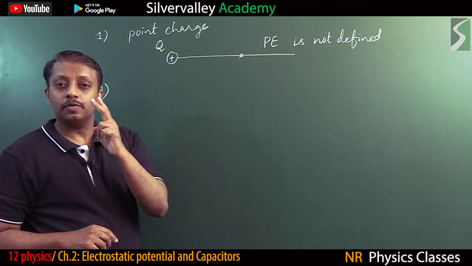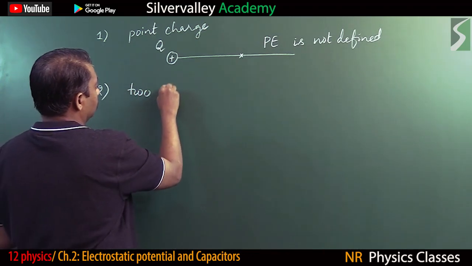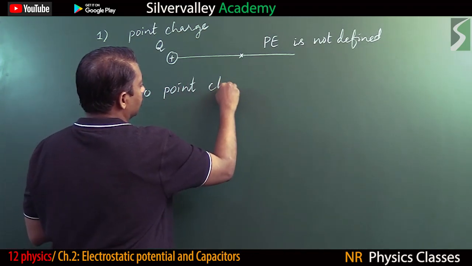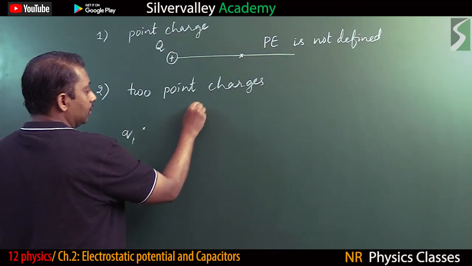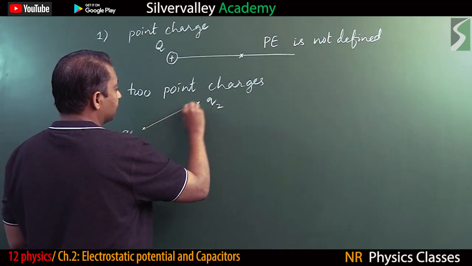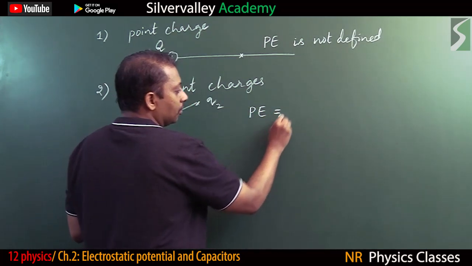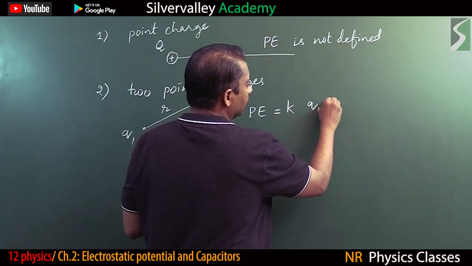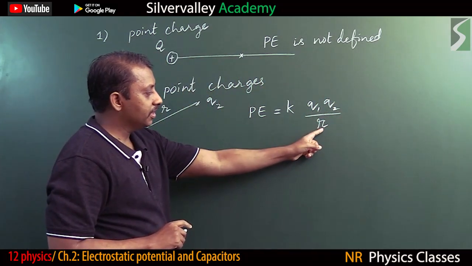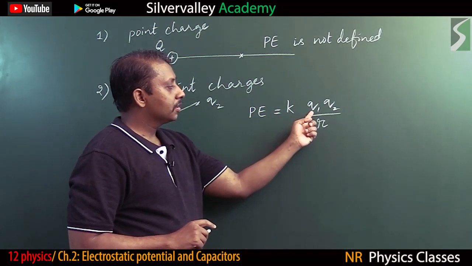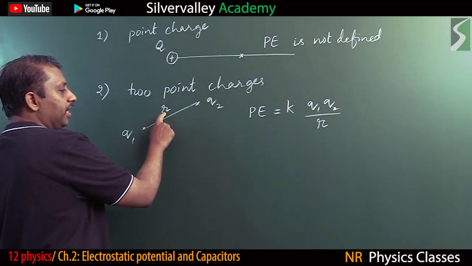Second, potential energy due to two point charges. This is Q1, this is Q2. The distance between these two is R. Then the expression for potential energy is constant times Q1 Q2 by R. So potential energy depends on distance and is proportional to the product of the charges, Q1 Q2 by R.